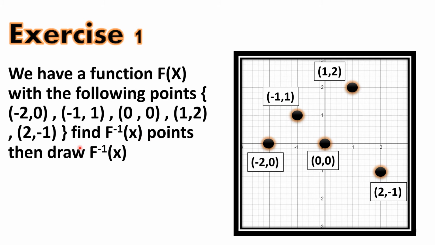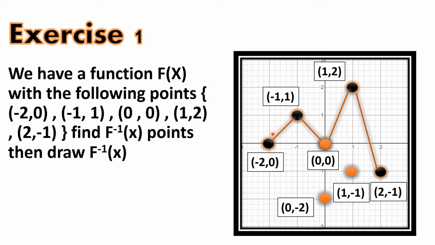Find f negative 1 of x points, then draw f negative 1 of x. Okay, let's connect these points. The first point, we will invert them, will be 0 and negative 2 over here, 0 x, negative 2 y. The other point, negative 1 and 1, will be 1 and negative 1. 1 x, negative 1 y here. The other point will be 0 and 0 here.